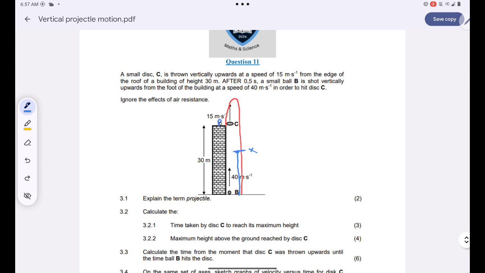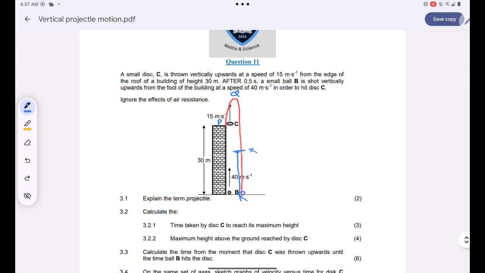So the initial point here will work for motion of C. The initial point is P, maximum height is Q, and then the ground, let's call the ground point R. Point R for C, okay? Yeah, the ground is just R for both. The ground is position R.